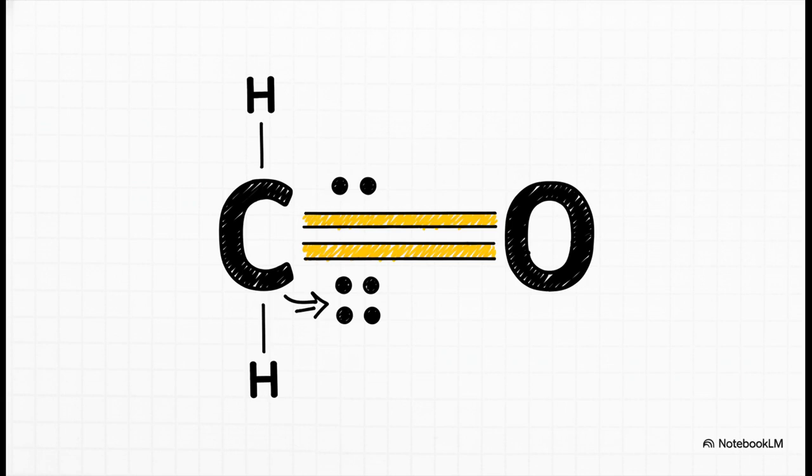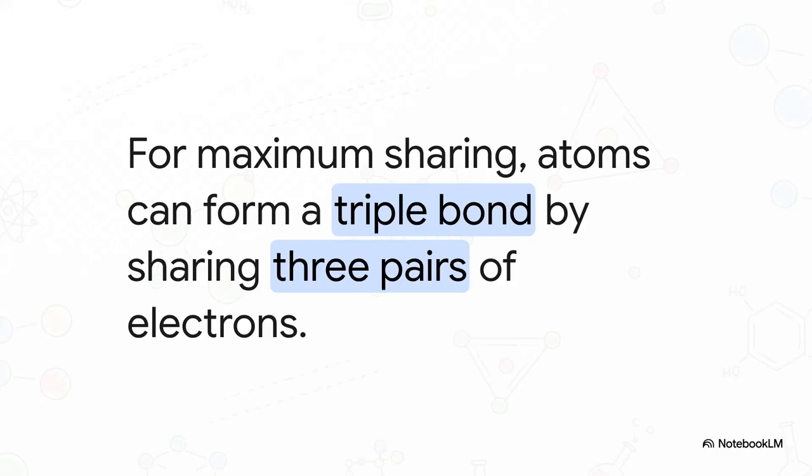When they share 2 pairs of electrons, we call that a double bond. And yep, you guessed it, for the maximum amount of sharing, atoms can even share 3 pairs of electrons. That gives us a triple bond, which is one of the strongest and shortest chemical bonds out there.